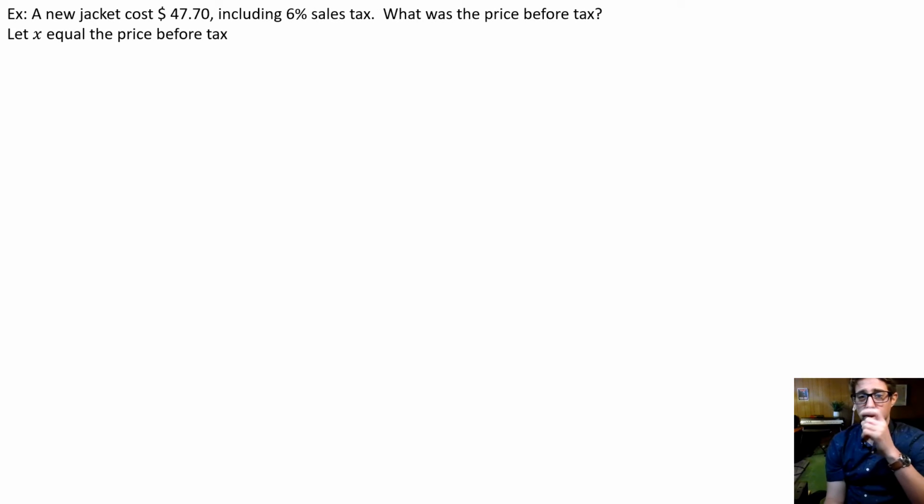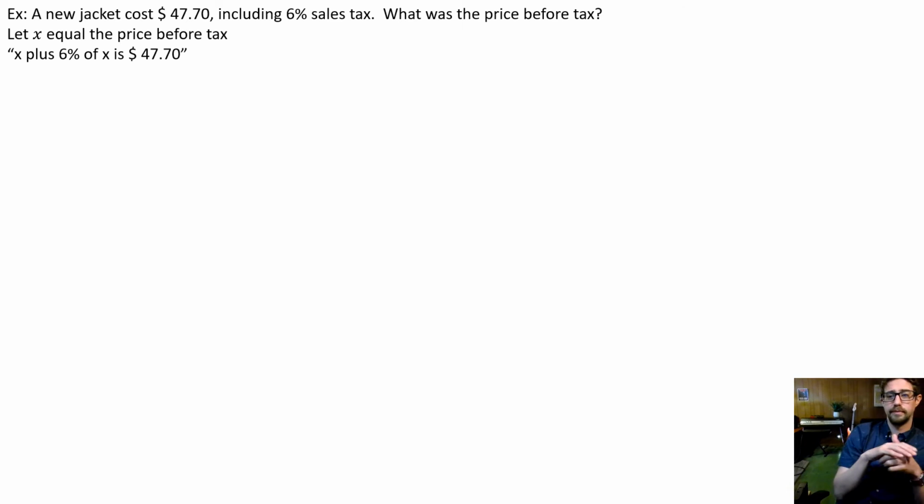Okay, that's what X is. So we took X and then we added on 6% of X, right? And when we did that, we got 47.70. All right, so again, I'm encouraging you to write out the sentence that you're about to translate into an equation. X plus 6% of X is 47.70, because now you can really see what all that stuff turns into. X plus 0.06 times X equals 47.7.